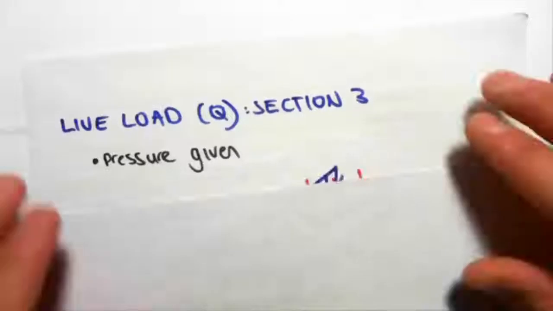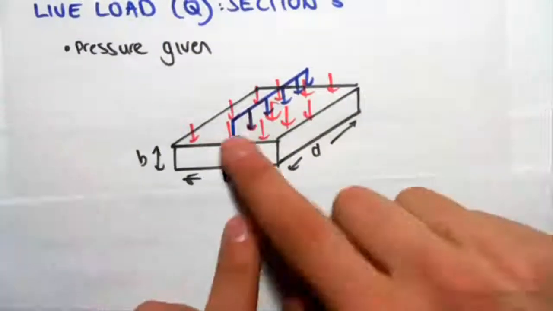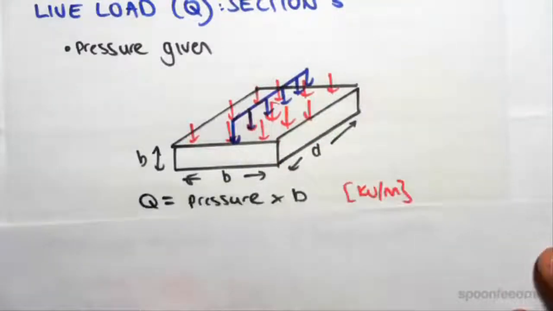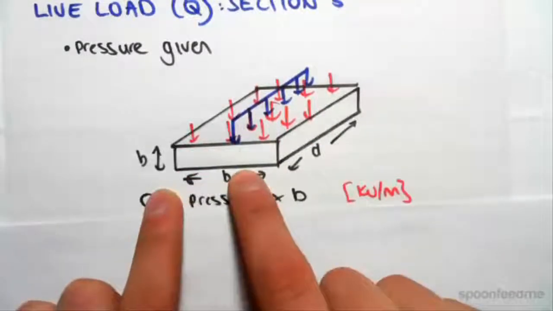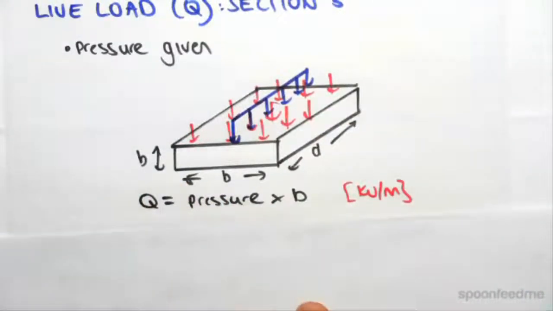Let me just zoom back out. Okay, so a pressure will be given to us based on a table, and it's the exact same procedure. We want to go from a pressure to a linear load. We're just going to go pressure times the perpendicular length to the load. So pressure times B will give us kilonewtons per meter, say.